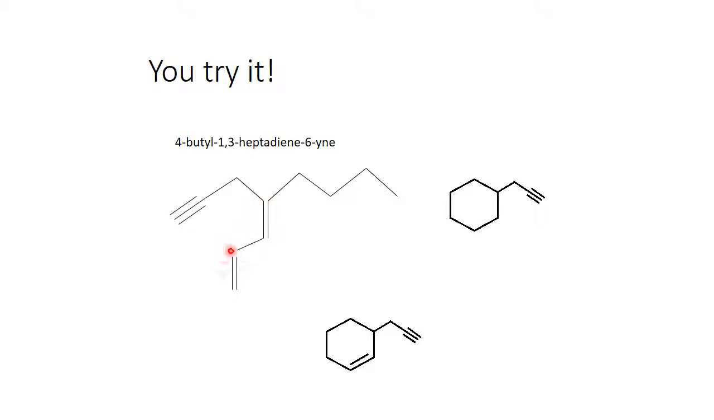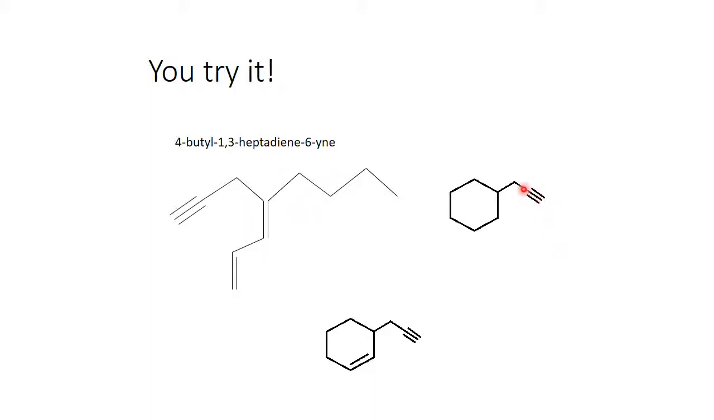We also, if we wanted to be really specific, if you notice this group is on the same side as this group, and those are the 2 high priority groups on the alkene. So they're together on the same side, so we can actually put Z in front of this to specify the geometry of this double bond.